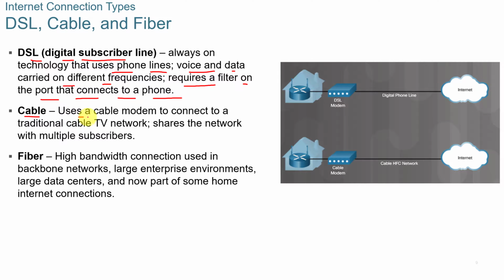And then you have cable. That uses a cable modem to connect to a traditional cable TV network, and it shares the network with multiple subscribers. So you may have multiple users along that line in a neighborhood that are all using the same wire. And then you have fiber. That's a high bandwidth connection used in backbone networks. Large enterprises use it, large data centers use it, and now it's part of some home internet connections that are being installed.